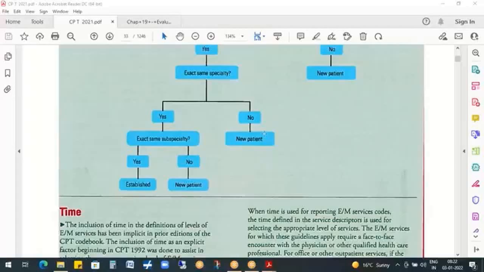Now, in this scenario, what is this patient? Established patient. Understood, Shobha? Yes, sir.